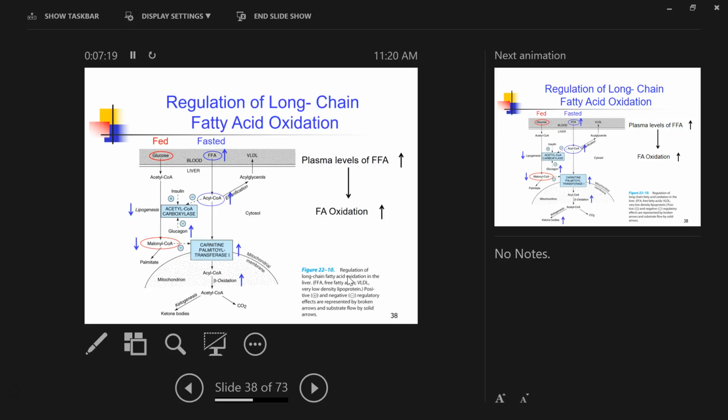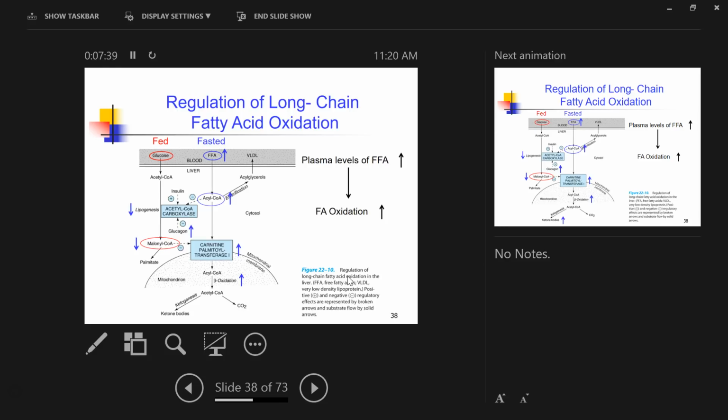Okay, any questions from fatty acid oxidation you want me to talk about? That's okay. You can just go back, even if you're thinking, I still have some question from lipogenesis. That's okay. Any question?